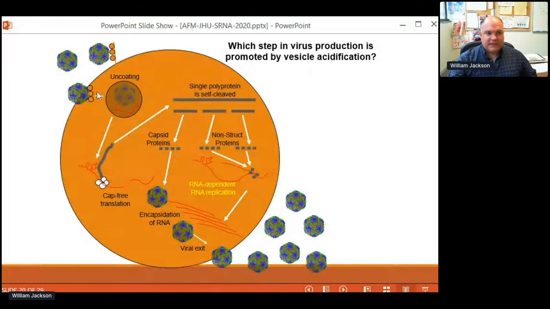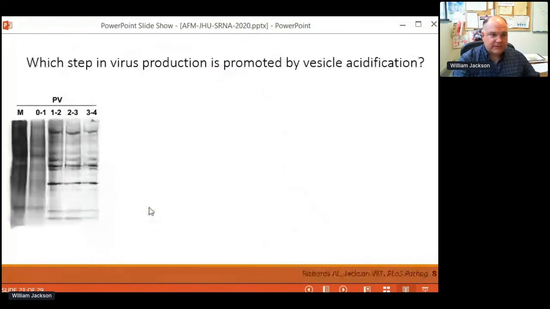Very simple life cycle. These viruses get in, they translate their genome, they cleave their single protein into lots of other proteins, they make RNA, they make capsids, the RNA goes in the capsids, the virus exits. So we wanted to know, well, where is the virus using this acidification? Where is it using vesicles?